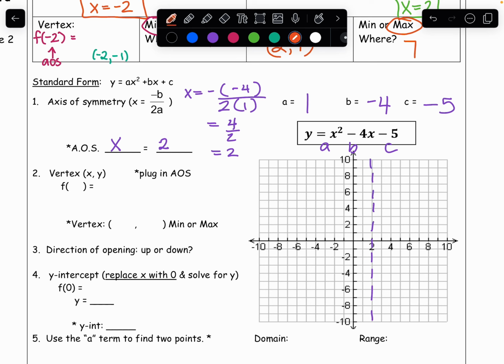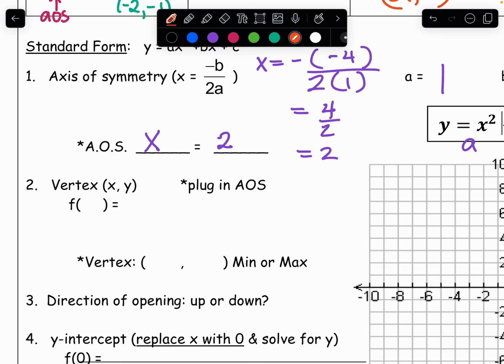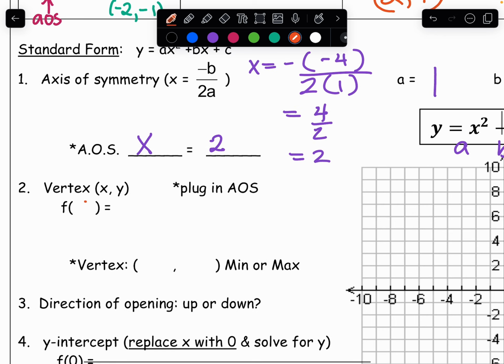Now, we need to find our vertex. So what we're going to do is plug in our axis of symmetry into our equation, because our vertex lies on our axis of symmetry. So we are going to plug in 2 into our equation. Now remember, whenever we replace a variable, we use parentheses around what we're plugging in.